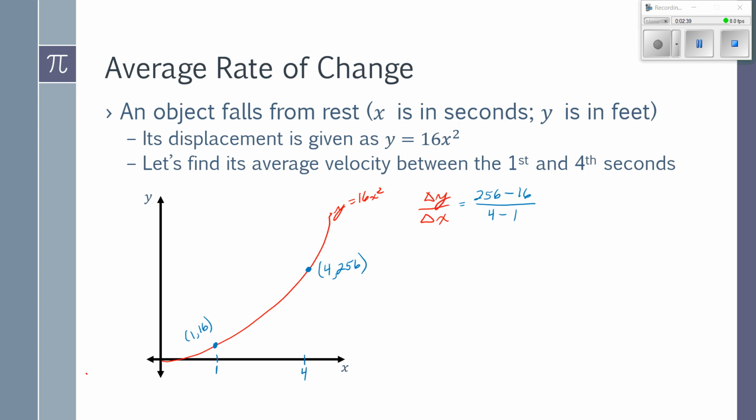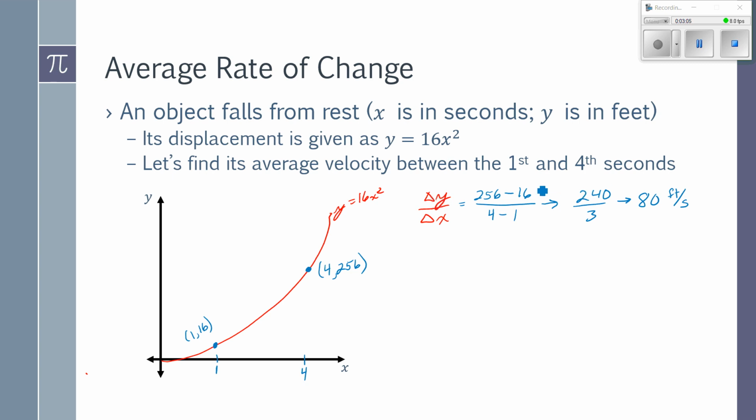I can choose to simplify this. I am not required to, but I know it's going to bug people if I don't. And I get 80. For units, I can go back to my fraction. I have change in y on top, so the top has to have the same units as y, which is feet. The bottom has to have the same units as x, which is seconds. And there is my average rate of change.